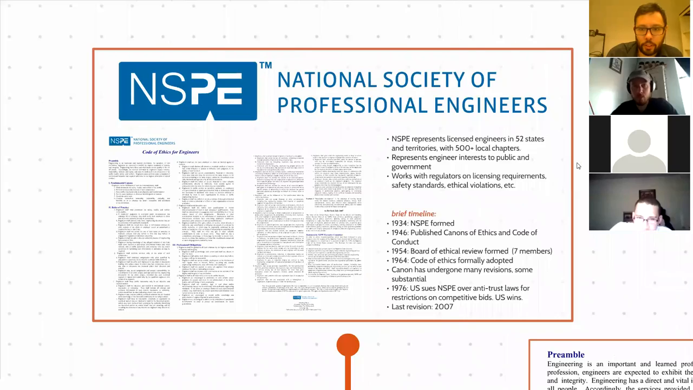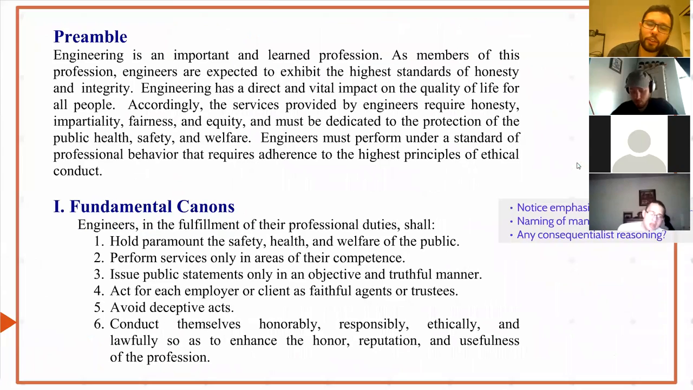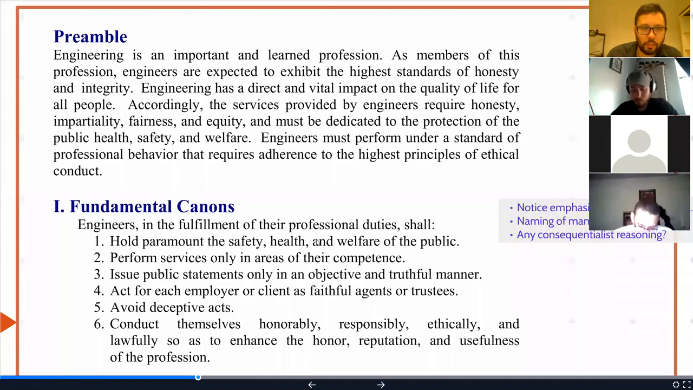So let's go ahead and start going through this document. I'm not going to go through everything. I'm certainly not going to read the whole code of ethics, but I want to just point out some of the interesting things in the code of ethics.